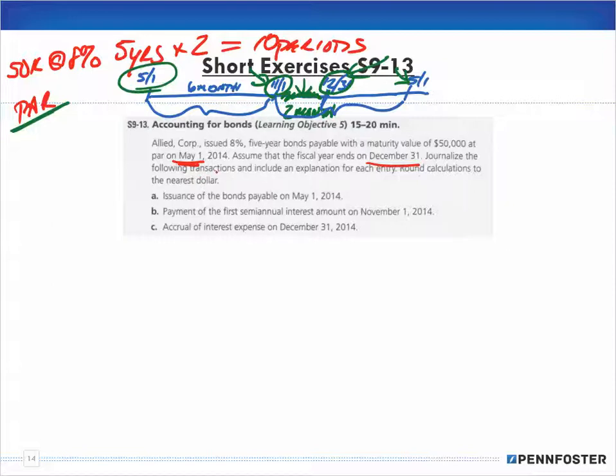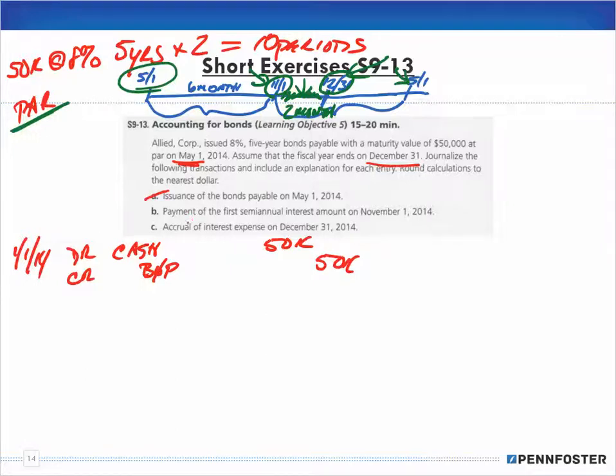All right, so issuance of the bond on May 1st. We should be relatively familiar with this. We're receiving cash, so that's a debit to cash for $50,000, and a credit to bond payable for $50,000. Remember, we don't have a discount or a premium. If we did, we'd have to take that into consideration in making this journal entry. But this here is at par. So that's A.